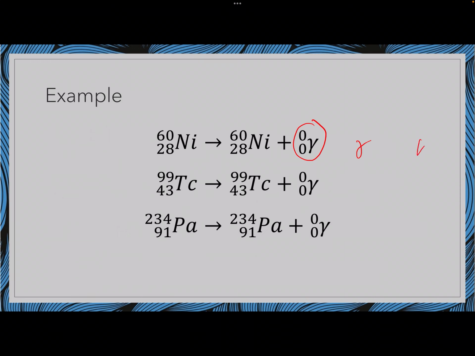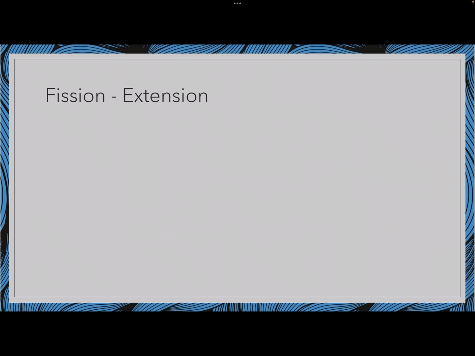Some people write it as hν, which is a physics thing for photons. You're probably not going to come across that much, so unless you're deep into physics, don't worry about that too much. But we do have that gamma that we're going to use. We're not going to do any examples on that because they're way too easy.